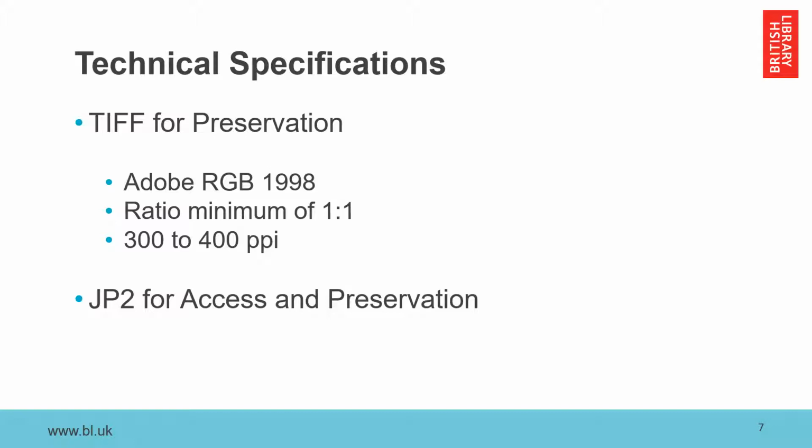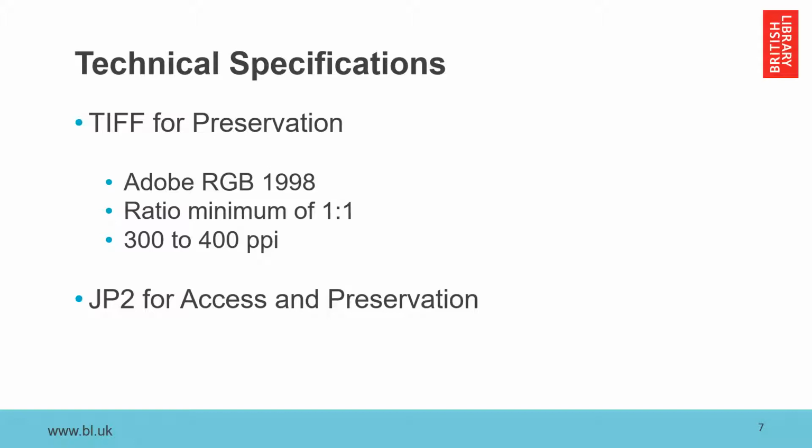So our image file format specifications are based on our aims to facilitate access for users, but also to ensure long-term secure preservation storage. So TIFF and JP2s are the only 2 file formats that we digitally preserve. TIFF is a format most people are familiar with, and here we have our TIFF specification. It's an uncompressed version 6, the colour space is Adobe RGB 1998, and we capture between 3 and 400 ppi. So that's TIFF is only for preservation.